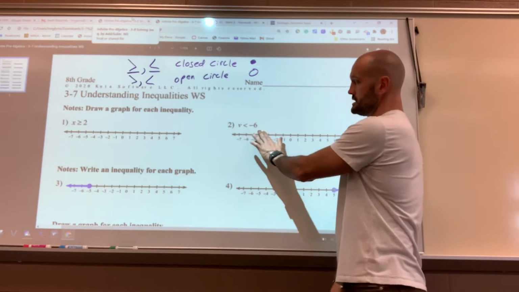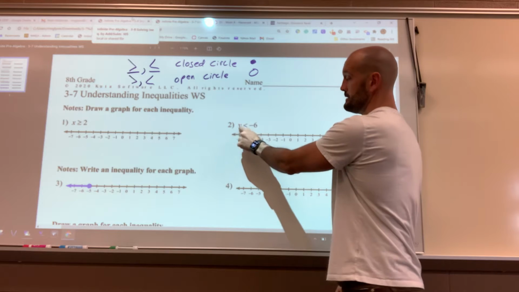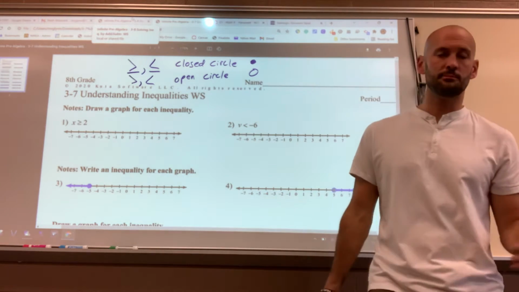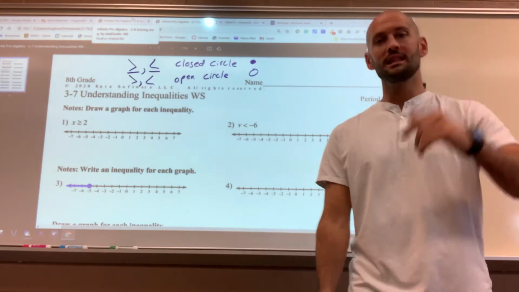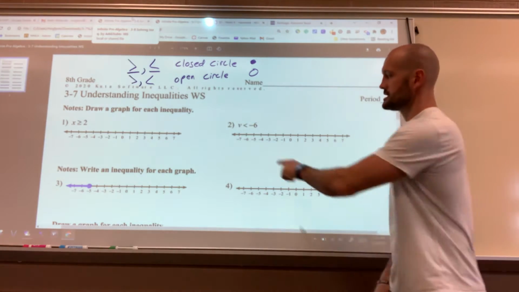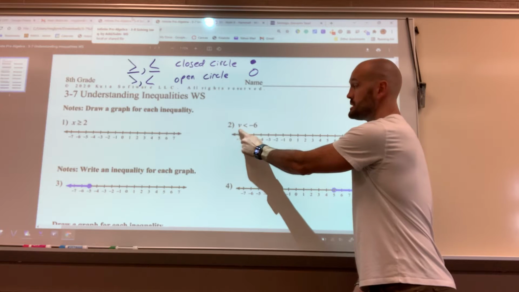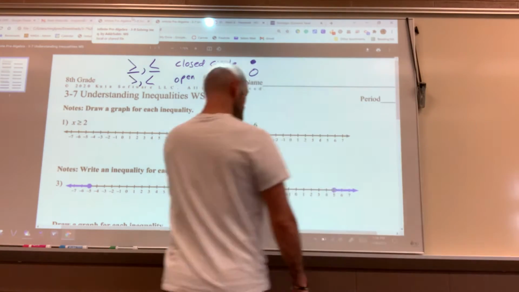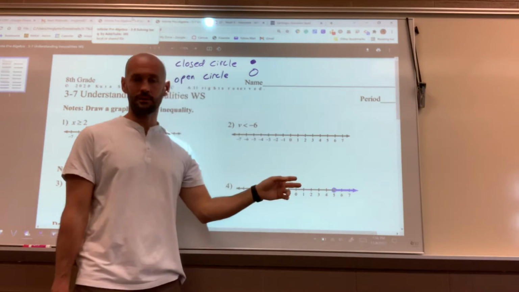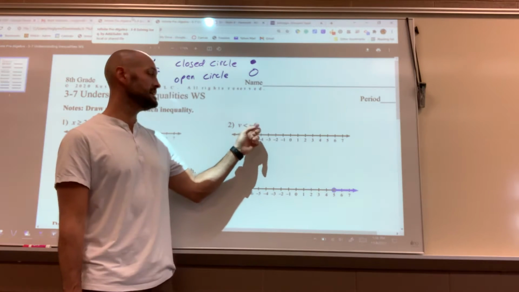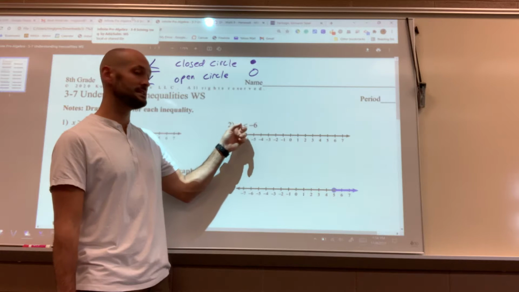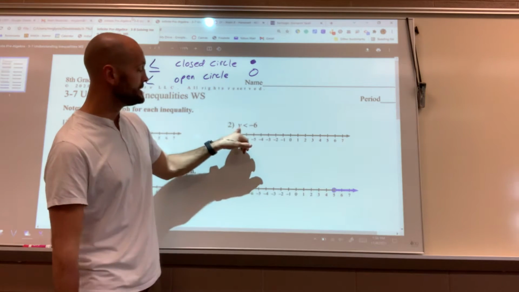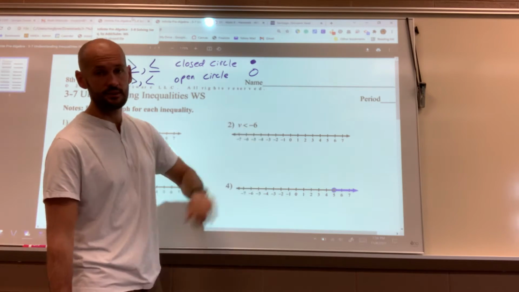So hopefully you can read this. We're looking at number 2. It says V is less than -6. You may have heard alligator before. Alligator eats the bigger number. That was for kids. We're going to act like adults. Read this from the perspective of the variable. Meaning, put your eyeball behind the variable and read it that way. If the alligator is eating the -6, it means that the V is less than, right? Because the alligator eats the bigger number. V is less than -6.